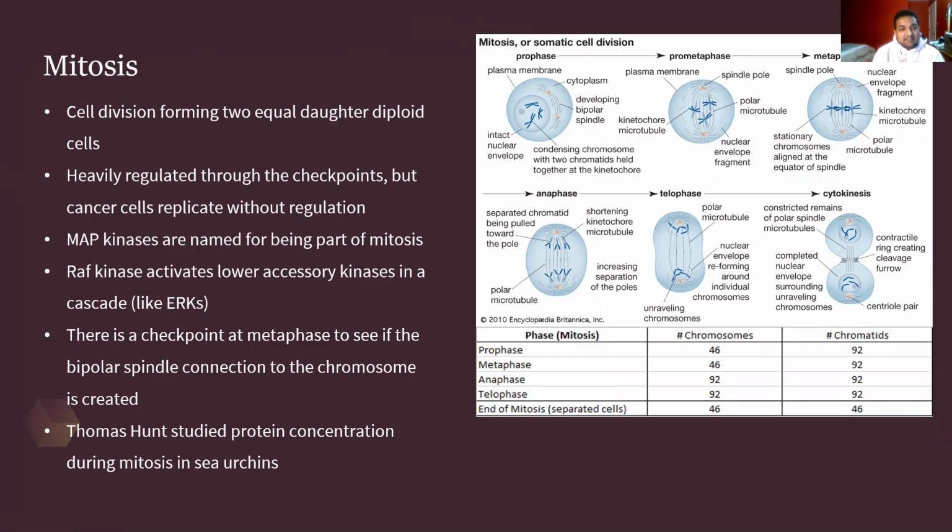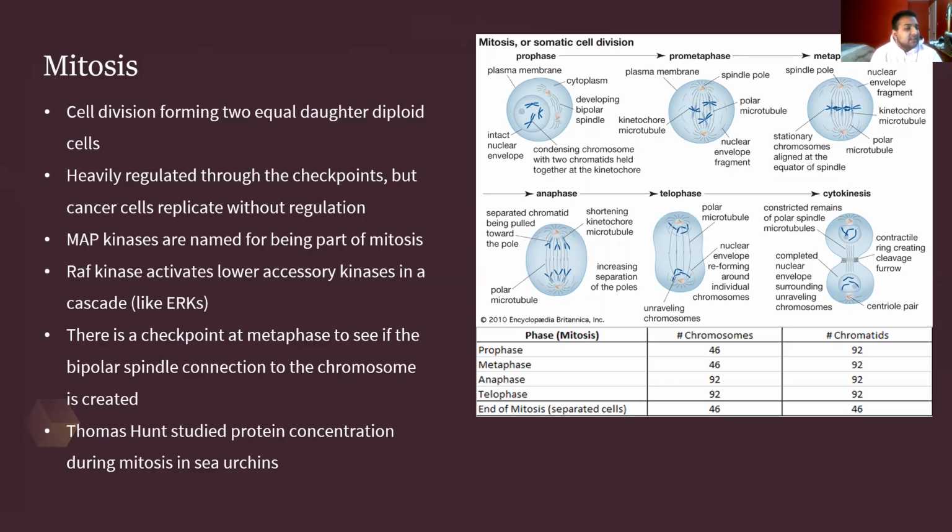So this is mitosis, a lot going on. Let me break it down. Mitosis is basically cell division forming two equal daughter diploid cells. It is heavily regulated throughout the checkpoints, but still sometimes something happens, and that's when cancer cells replicate without regulation. MAP kinases are named for being part of mitosis. The M is for mitosis.